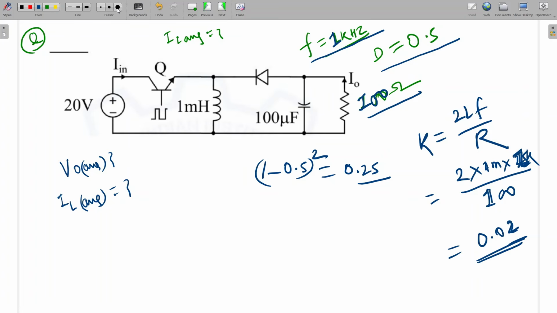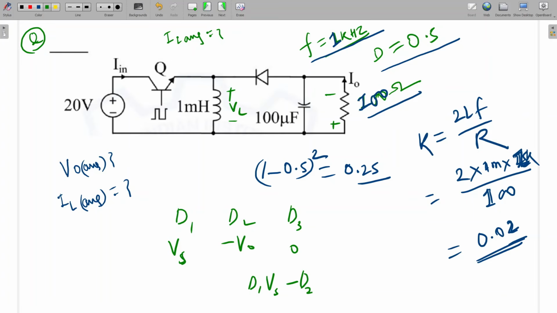So I'm going to write the first equation for the inductor voltage. During D1, the on time, what will be the inductor voltage? It will be Vs. And during off time D2, the inductor voltage will be minus V0. And during D3, it will be 0. So D1 into Vs minus D2 into V0 should be equal to 0.